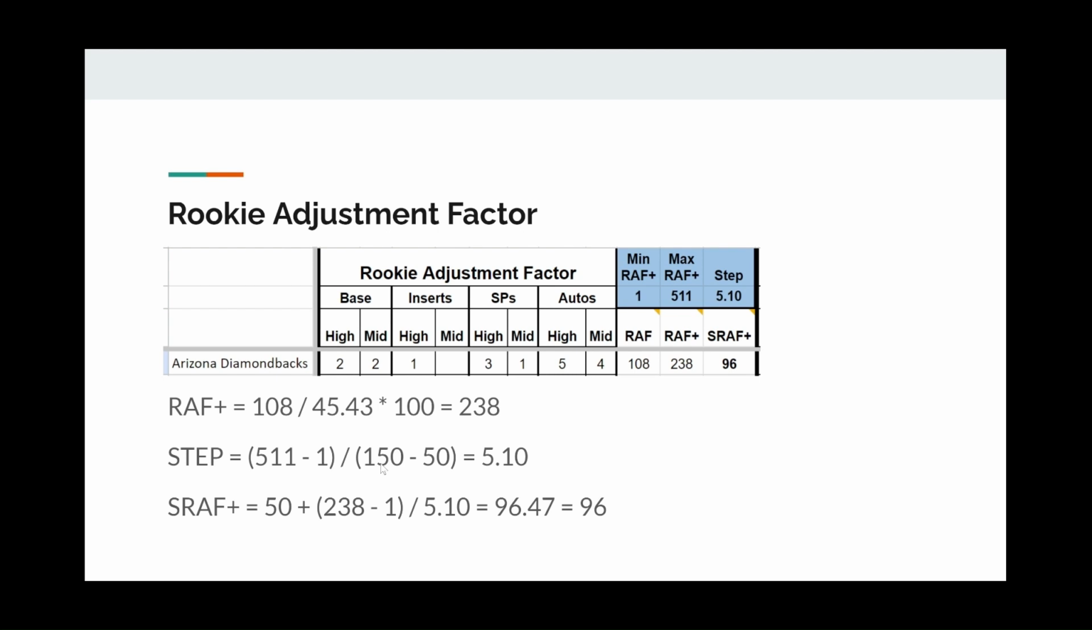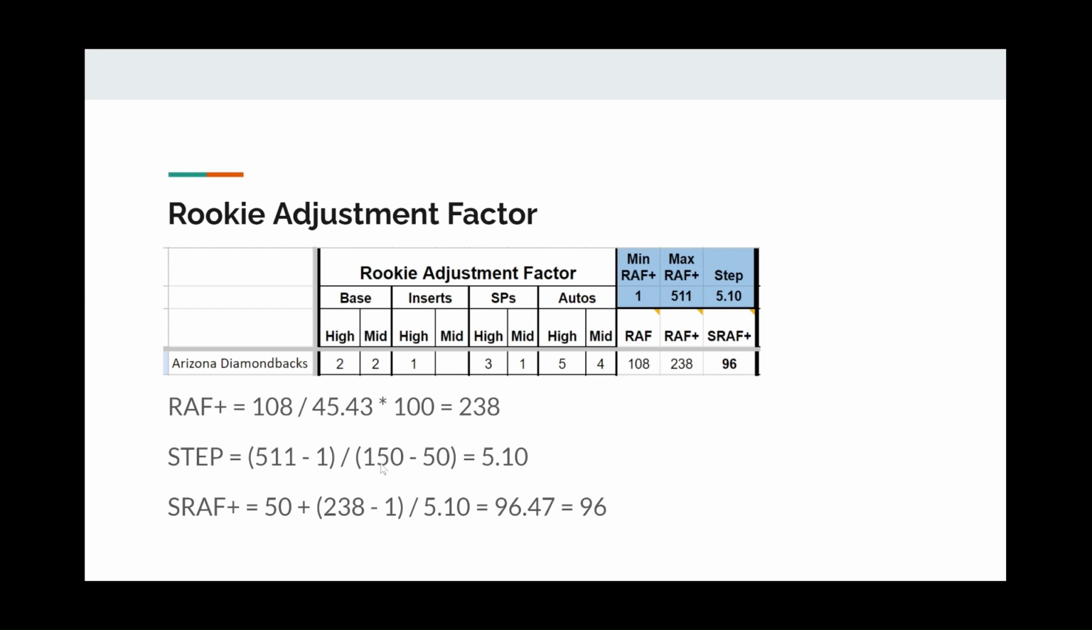Then, to calculate the RAF plus value, you take your 108 divided by the average RAF plus across all of the teams, which ended up being 45.43, and multiply that by 100, and you get 238. This is a rounded value. It's not exactly 238, but it's just rounded up.